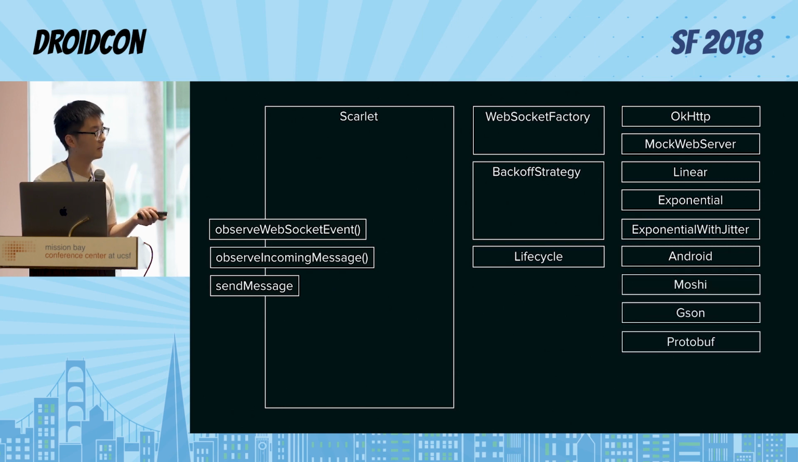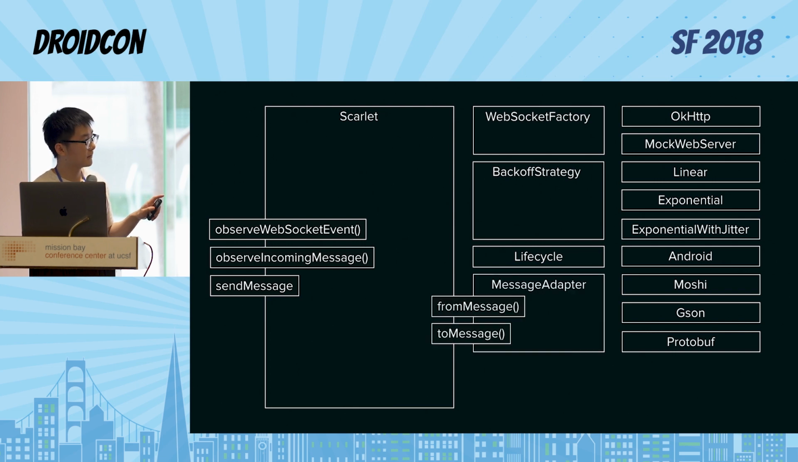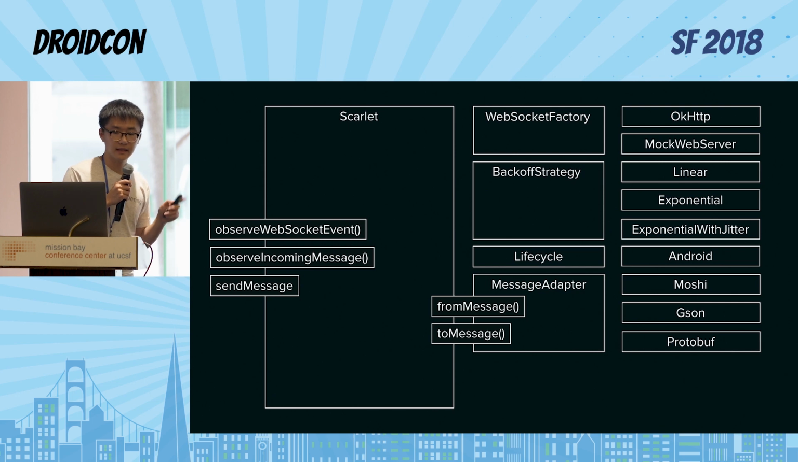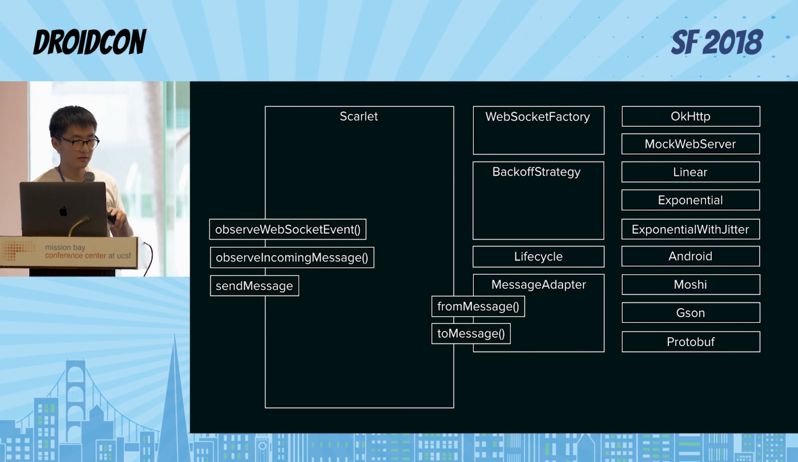Scarlet supports using Moshi, Gson, and protobuf to do data serialization. This is done through an interface called message adapter. The message adapter has two methods. One takes your data and turns it into the data structure, the class that you want, and the other serializes a class to a string or bytes.